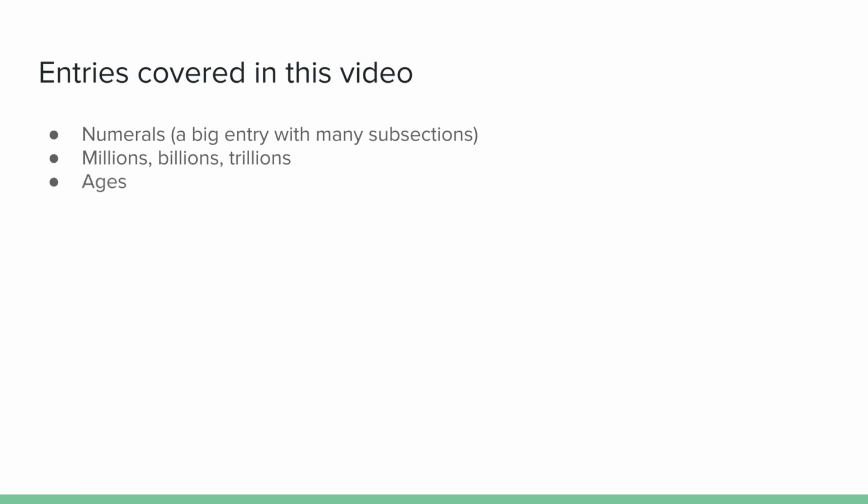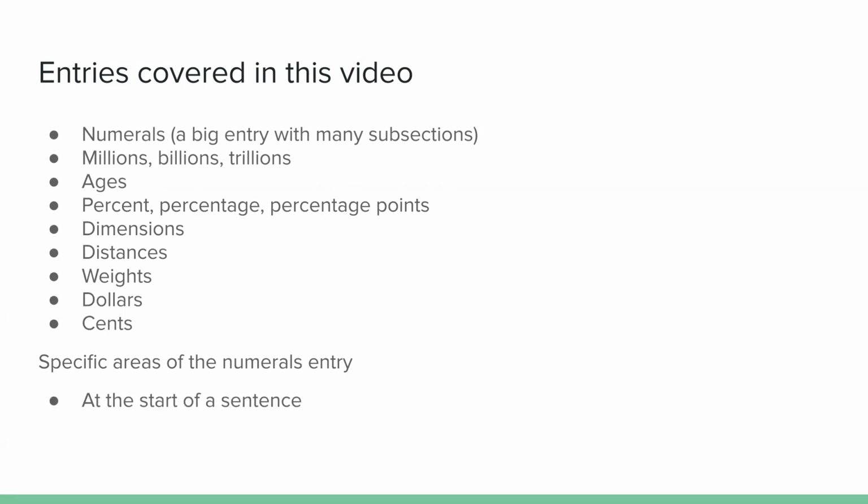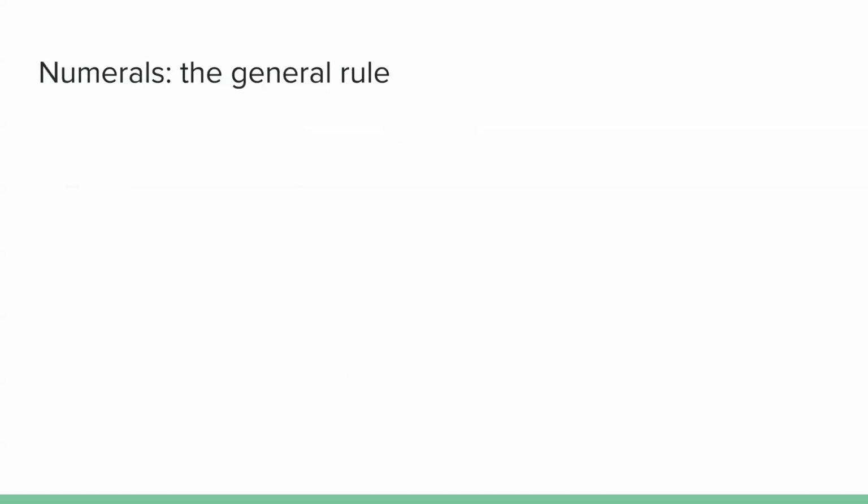We'll also talk about some special case rules for ages, percent and percentages, things dealing with measurements, so dimensions, distances, and weights. That's where you would have a number with a unit of measure. We'll talk about dollars and cents, and a couple of specific areas. So some of those subsections within the numerals entry that we want to cover are numbers at the start of a sentence and the use of ordinals, which we'll get to near the end of the video.